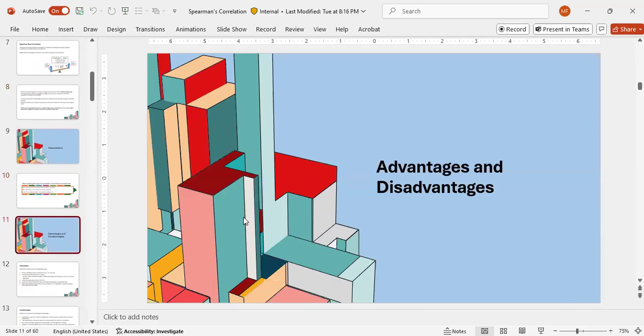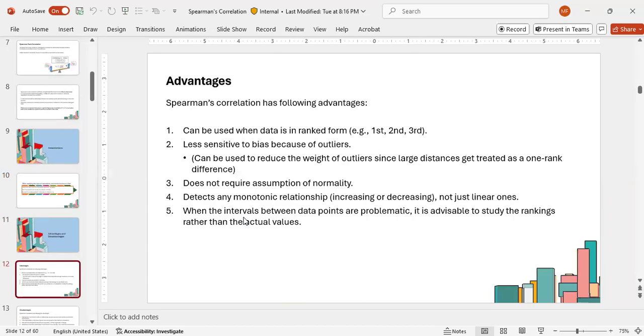Advantages and disadvantages of Spearman rank correlation. Advantages of Spearman's correlation include the following. It can be used when data is in the ranked form, for example first, second, third, etc. It is less sensitive to bias because of outliers. This can be used to reduce the weight of outliers since large distances get treated as a one rank difference. It does not require assumptions of normality. It detects any monotonic relationship that may be either increasing or decreasing, not just linear ones. When the intervals between data points are problematic, it is advisable to study the rankings rather than the actual value.